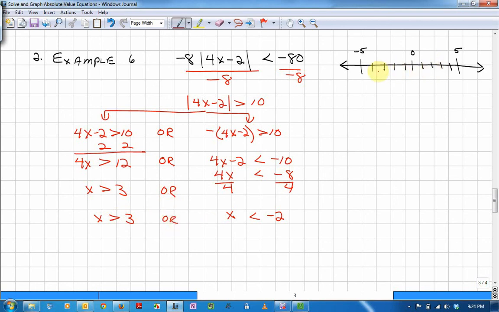If I look at my number line, here's 1, 2, 3. It doesn't have an equal to in it, so it's going to be an open dot. Here's where x is greater than 3. That would be an open dot going out to the right. And x is less than a negative 2. Here's negative 1, negative 2. Here's all the values where x is less than a negative 2. Now it's an OR, so it's the combination of both. So my final graph would look like this.